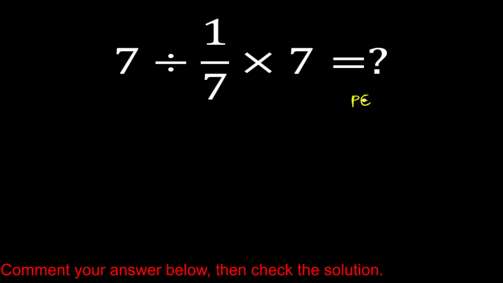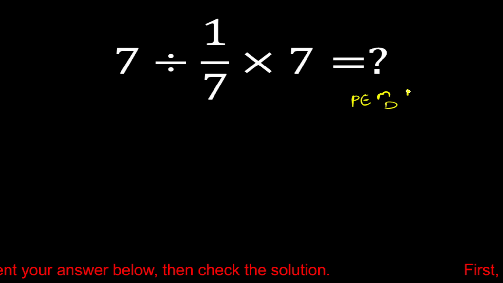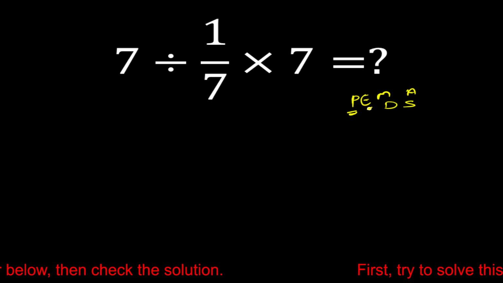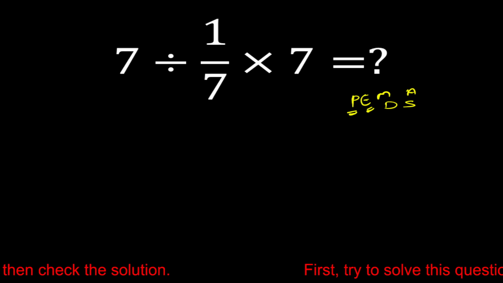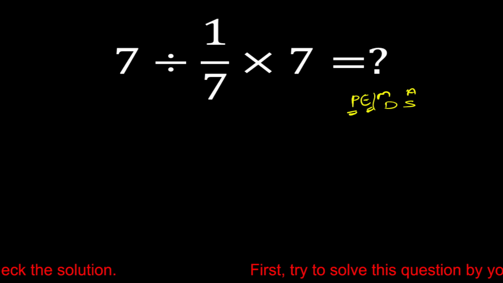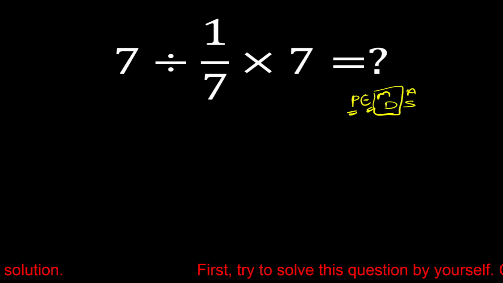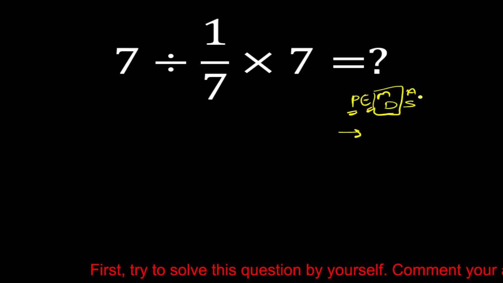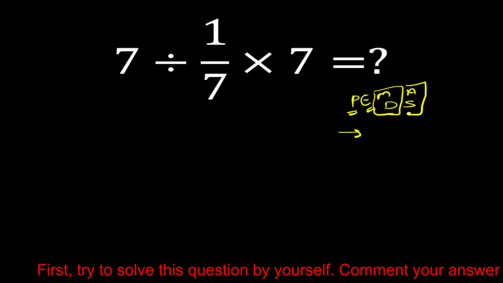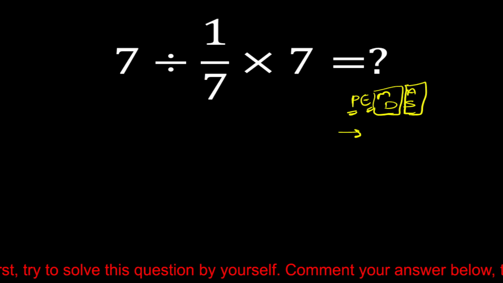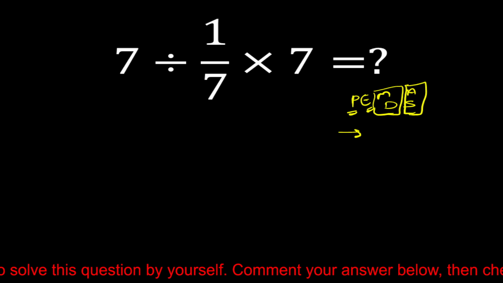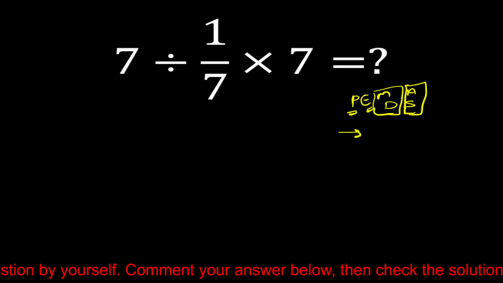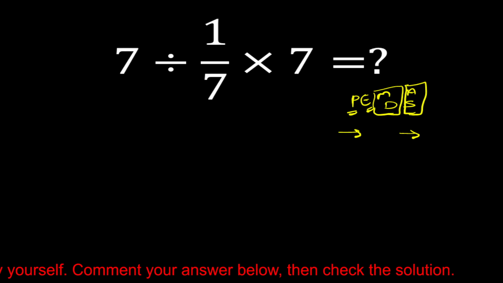So PEMDAS. According to PEMDAS, first priority is parenthesis, then second priority is exponent, then third priority is multiplication and division. Multiplication and division both have the same priority. Therefore, we have to solve it from left to right. And then the last priority is addition and subtraction, and addition and subtraction also have the same priority. Therefore, we have to solve it from left to right.